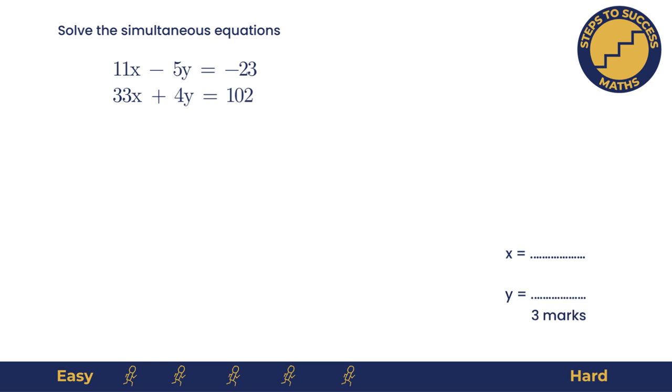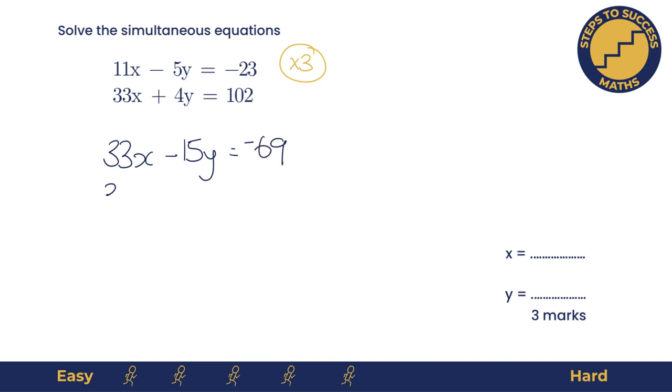Solve the simultaneous equations. 11x minus 5y equals negative 23. 33x plus 4y is 102. So step 1, see if anything matches. It doesn't. So step 2, make something match. So if we multiply our first equation by 3, we'd have 33x in both. So 11 times 3 is 33x minus 5 times 3 is 15y is equal to 23 times 3 is negative 69.